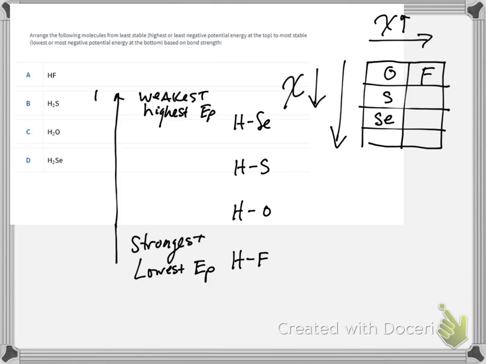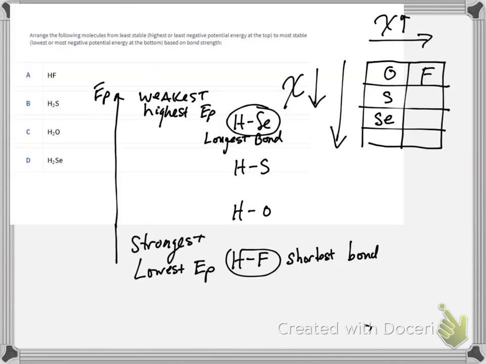So really what we're saying is we're just ranking the chi's for each of the elements, since hydrogen is the same. So this would be our ranking from the most negative potential energy at the bottom, HF, and then the H-selenium bond would be the weakest or highest potential energy. Of course, that also means that we would predict the HF to have the shortest bond, and the HSe bond to be the longest.